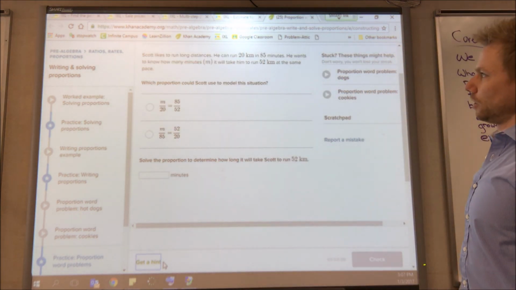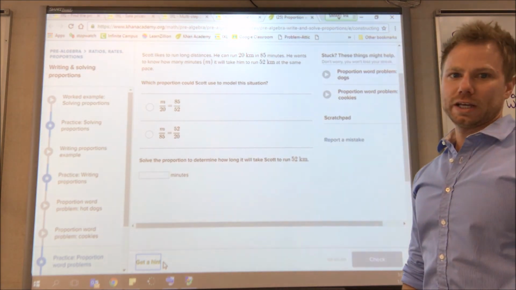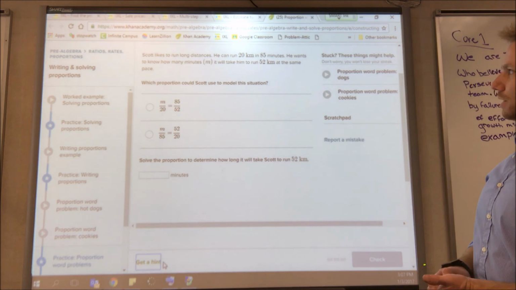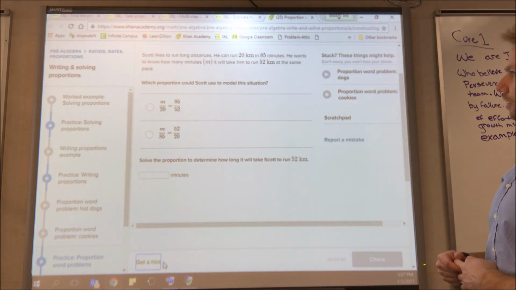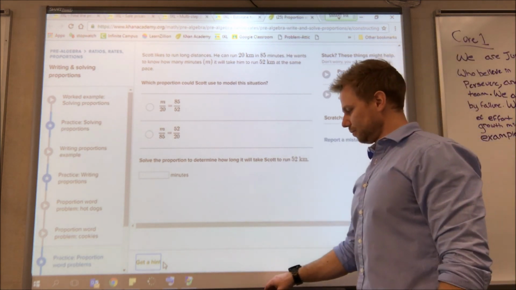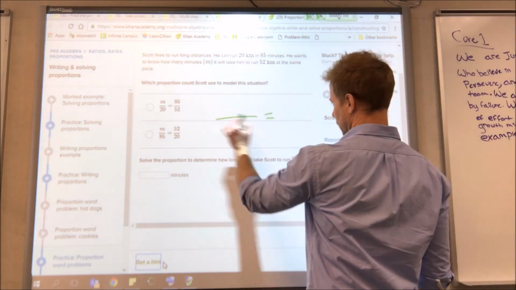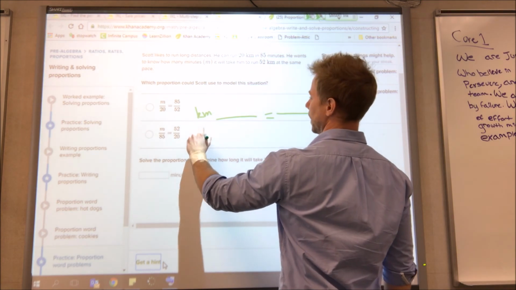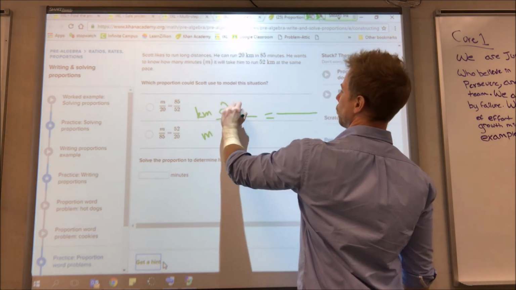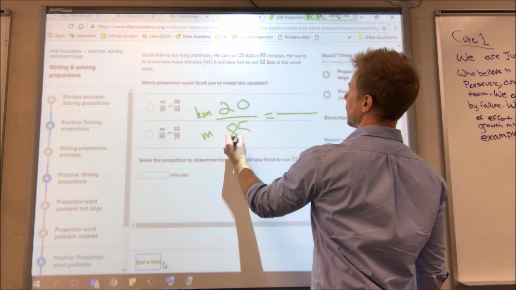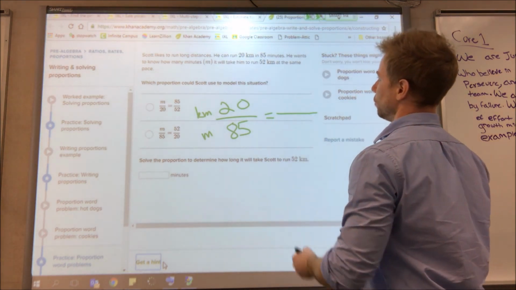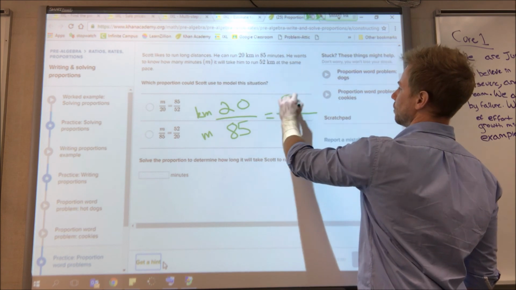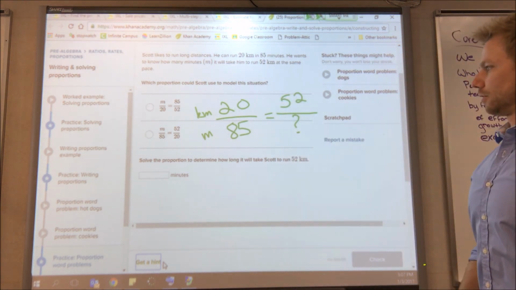All right, Scott likes to run long distances. He can run 20 kilometers in 85 minutes. He wants to know how many minutes it will take him to run 52 kilometers at the same pace. So he's running the same pace, so it's proportional. We have kilometers for our label and minutes. So 20 kilometers takes 85 minutes. How long will it take him? Question mark in the minutes, how long will it take him to run 52 kilometers?